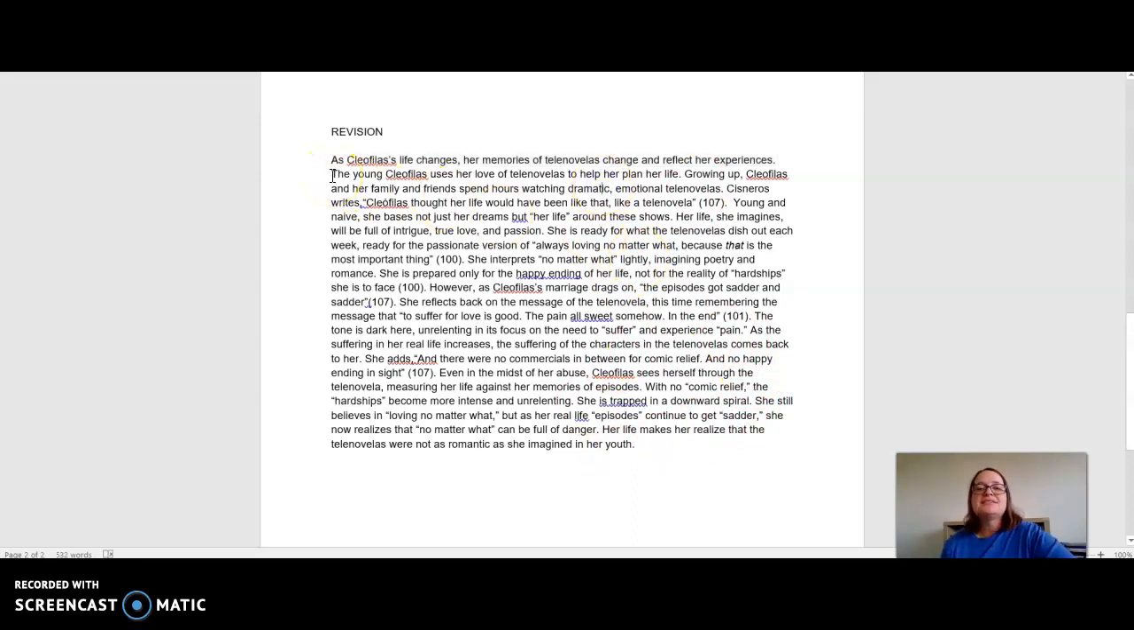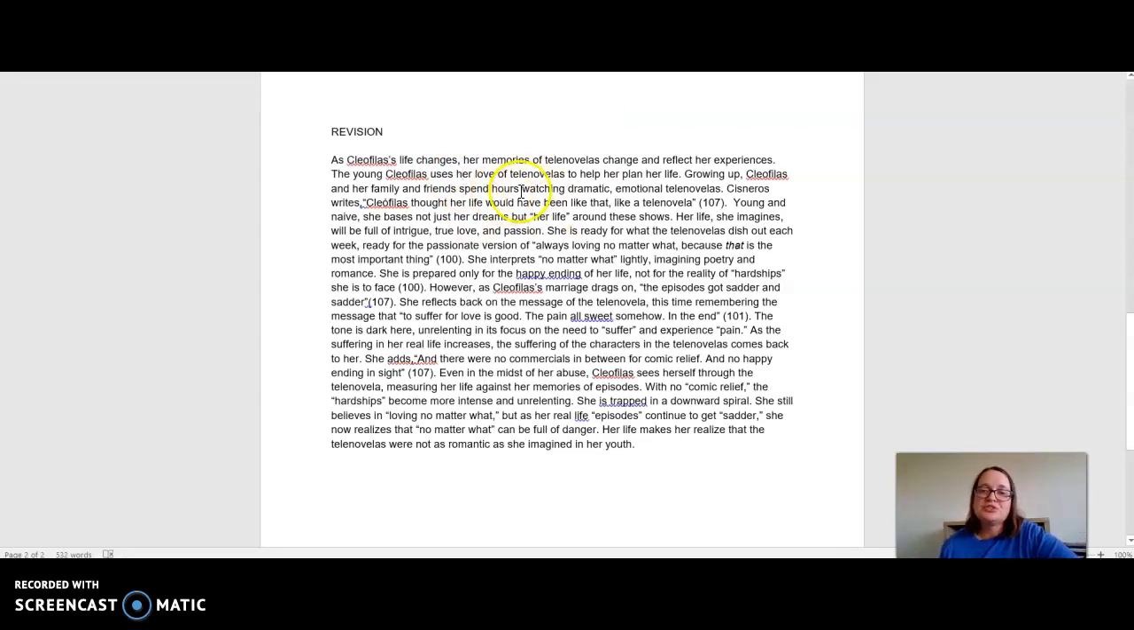The next sentence is a little bit more specific too. The young Cleophilas uses her love of telenovelas to help her plan her life. This is setting us up to support this idea that her life changes, right? So to support that in a paragraph, I need to show how that changes. I need a before and an after. So part of the paragraph should describe her before view, and part of it should reflect her after view. So this new sentence helps us get there, right? The young Cleophilas uses her love to help plan her life.